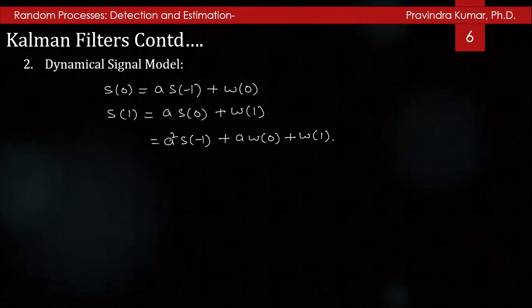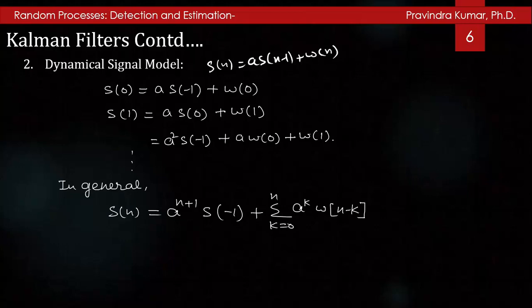So s[0] will be a s[minus 1] plus u[0], and s[1] is equal to a s[0] plus u[1], because we have s[n] = a s[n minus 1] + u[n]. So s[1] will be a s[0] plus u[1], or it will be equal to a squared s[minus 1] plus a u[0] plus u[1], and so on. In general, we can write s[n] = a to the power n plus 1 s[minus 1] plus summation k = 0 to n of a to the power k u[n minus k].